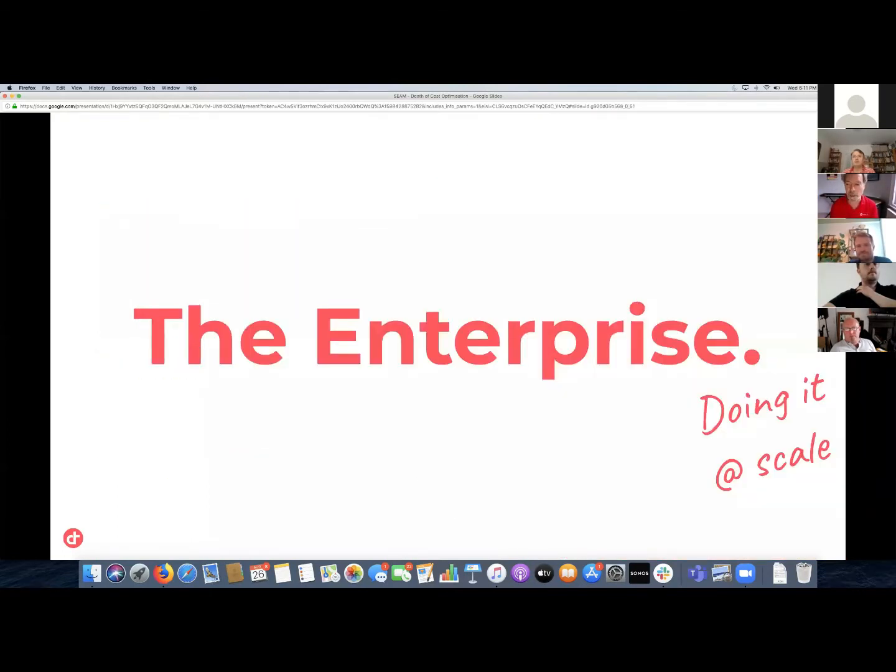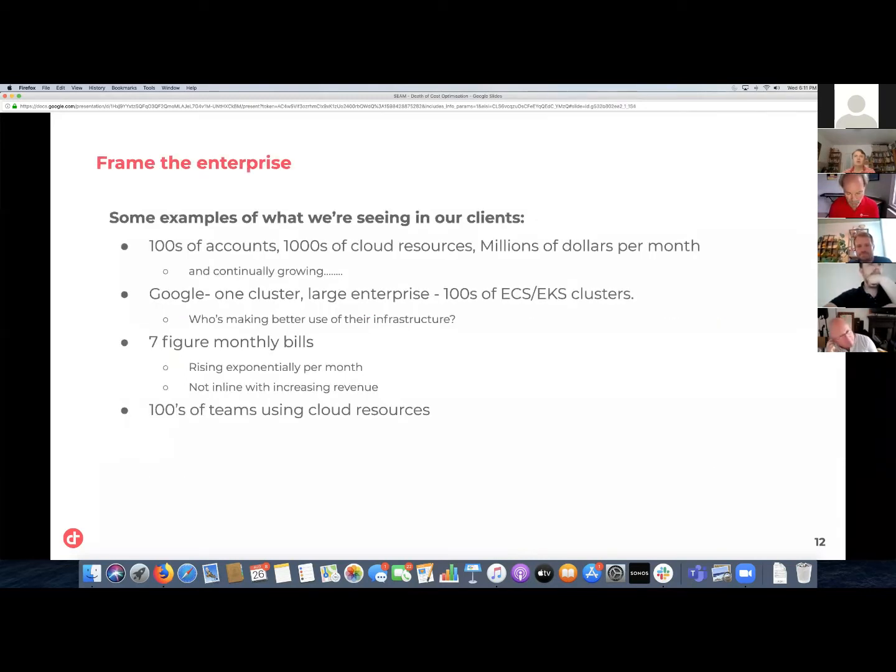So the enterprise, doing it at scale. At Devoteam, we're very interested in the scale problems at the enterprise. When you look at cost optimization webinars or talks, they're typically focusing on one account or a handful of accounts. So if you have an account, look at right sizing your instances, looking at shutting off unused infrastructure, etc. It's easy to say, look at right sizing your instances if you've got a handful of accounts. If you've got hundreds of accounts with thousands of EC2 instances, it becomes a very different exercise, going through all of those instances and trying to right size them.